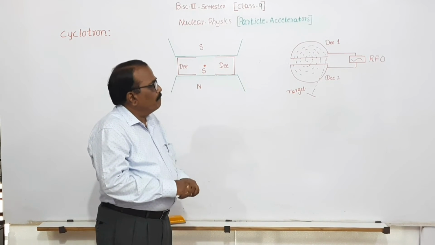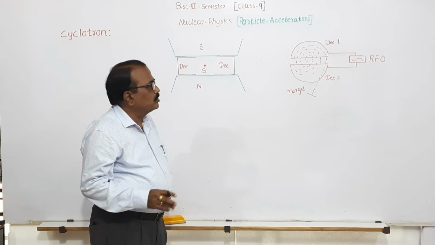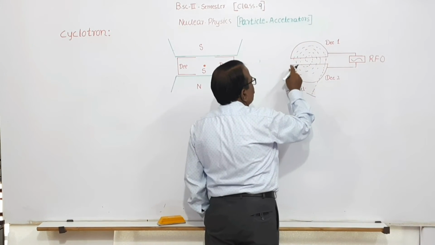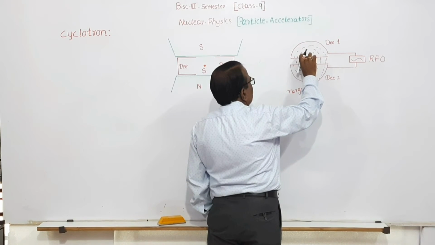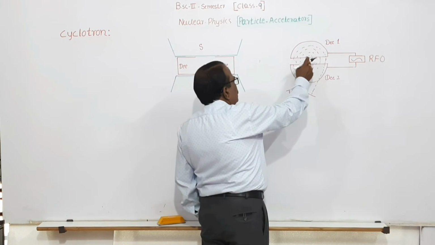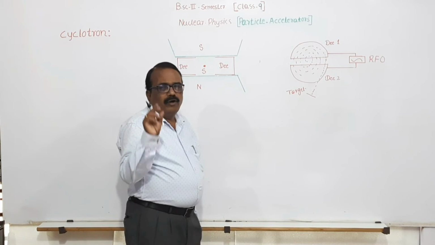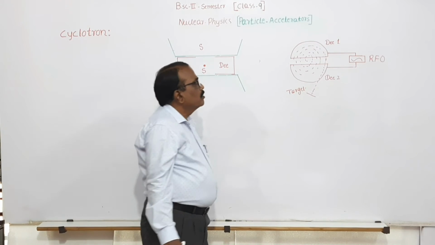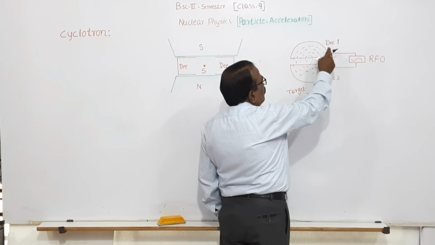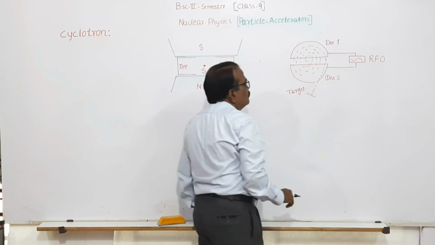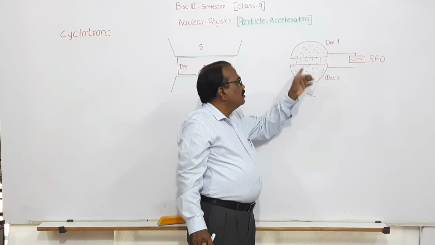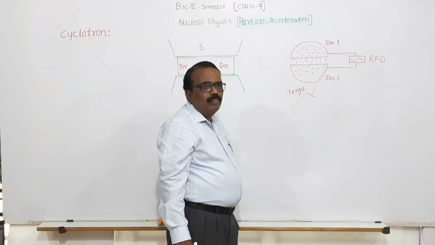So this cyclotron consists of two semicircular metal boxes with a gap between them. In the gap, exactly at the center, the ion source is placed. These semicircular metal boxes are called Ds. So this upper one is D1, and another one is D2.